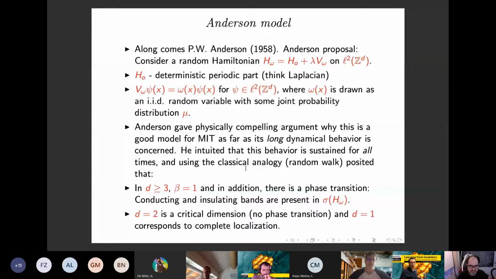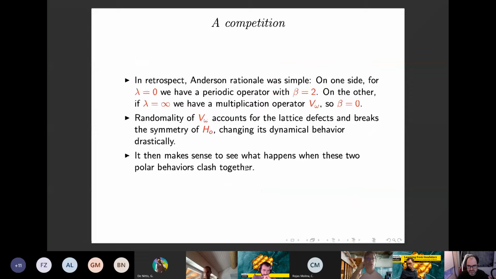So in retrospect, his rationale is clear. You start with two operators that have very different behavior. One is the free Laplacian, which exhibits ballistic motion, and the second is a multiplication operator, whose dynamics is just completely perfectly localized dynamics. And randomizing omega should break the symmetries of H naught, and therefore change its dynamical behavior. So, and of course, it makes sense to make them compete and interpolate between the two operators.